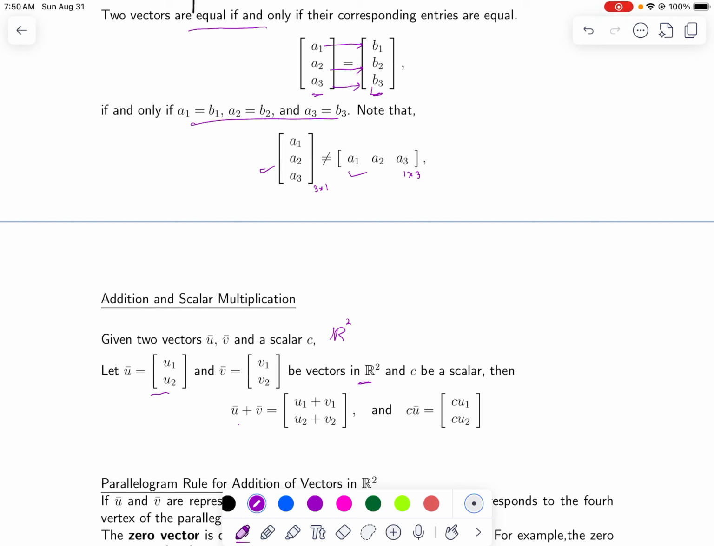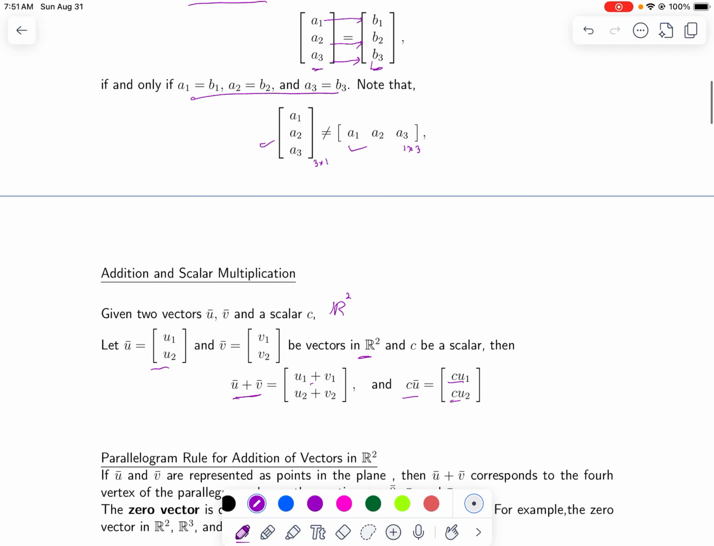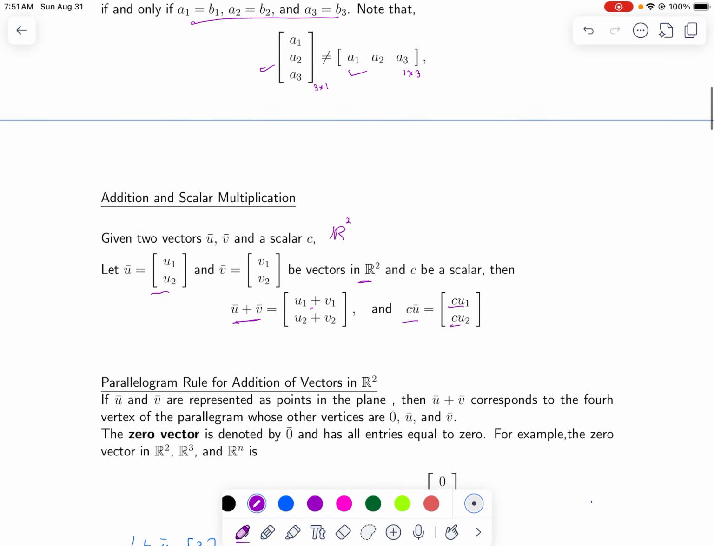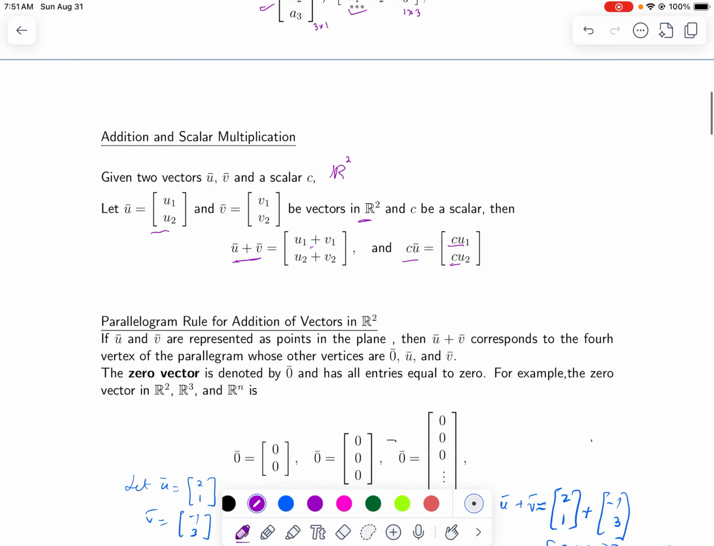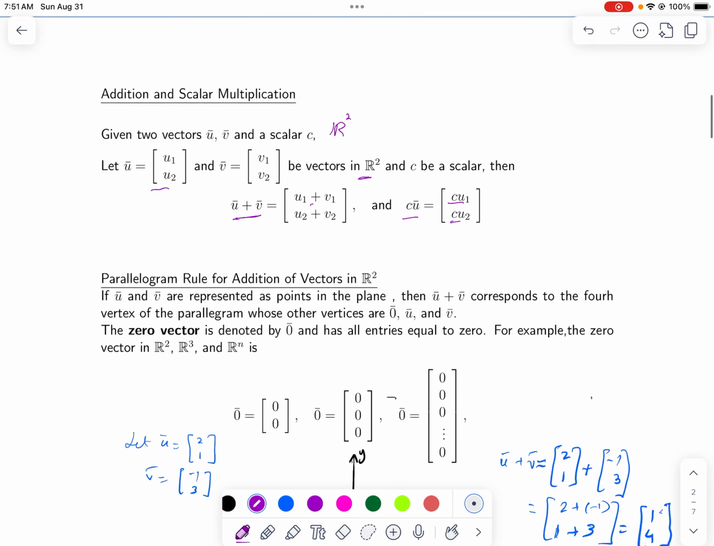Then the vector u plus v is u1 plus v1 and u2 plus v2, which means we add the corresponding entries. And the vector c times u, this is the scalar multiplication. When we multiply a vector with a scalar, with a number, that number gets multiplied with each entry of the vector. So this is how scalar multiplication is done. Now we saw how we can add vectors algebraically or numerically. What about graphically, or geometrically?